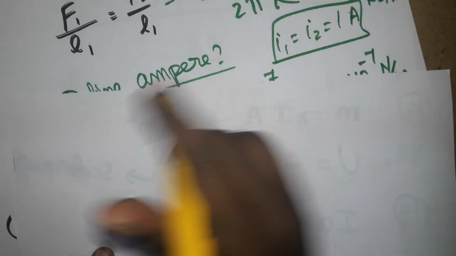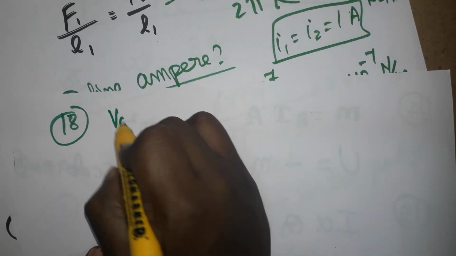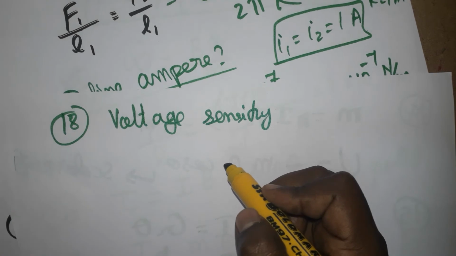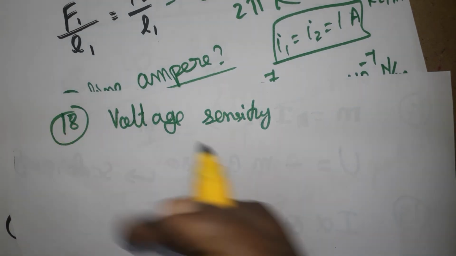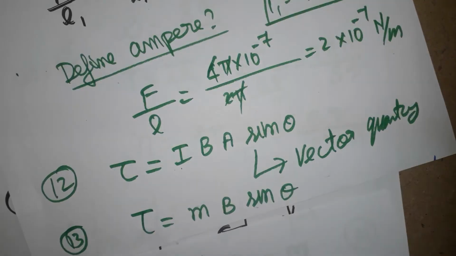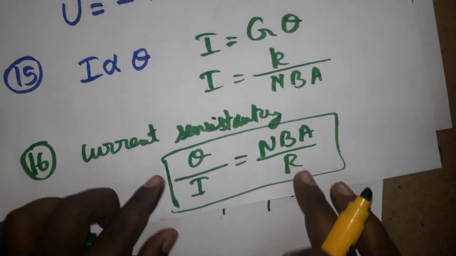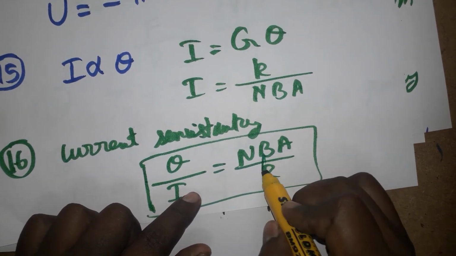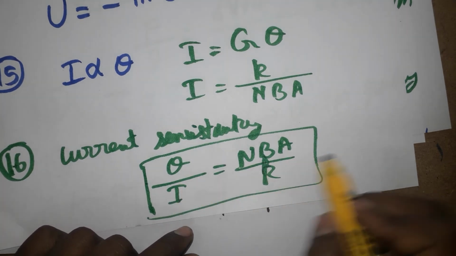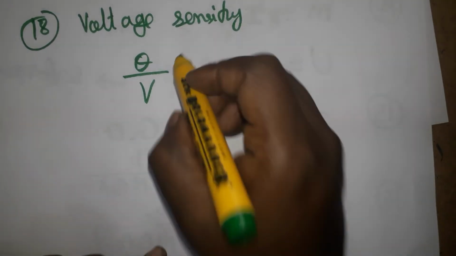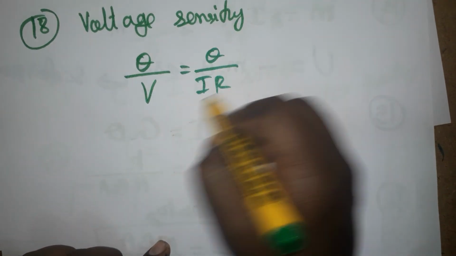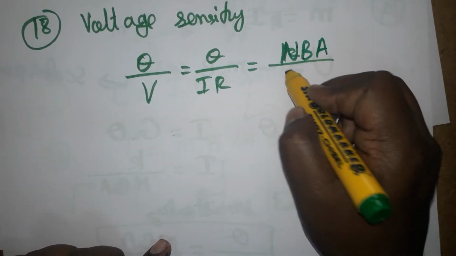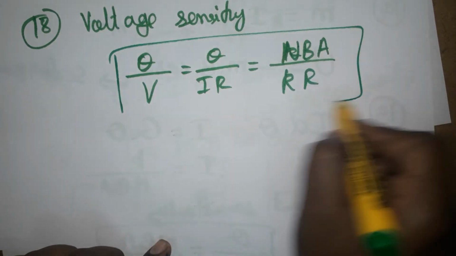For the moving coil galvanometer, there are two parts. If they ask for voltage sensitivity, the same formula should be written in a different way, which I am going to tell you. Theta divided by V, the same formula, with K and R. Since V is equal to IR, theta divided by IR is the voltage sensitivity: NBA divided by KR. Simple, that is voltage sensitivity.